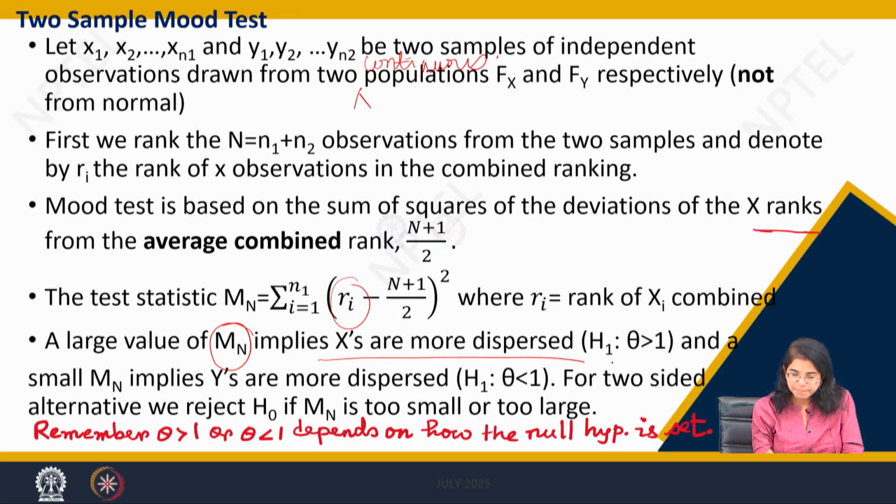So, x are more dispersed, that means theta greater than 1, while x being more dispersed means on the contrary y's are more compressed, and a small M_N implies y's are more dispersed. So, that's how you have to build the alternative hypothesis. For two-sided alternative, we reject the null hypothesis if M_N is too small or too large. Remember, theta greater than 1 or theta less than 1 depends on how the null hypothesis is set.